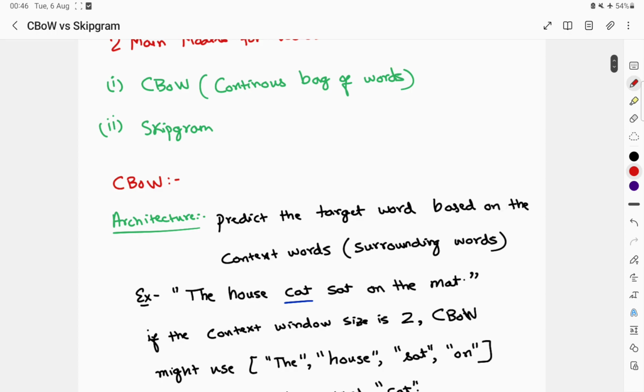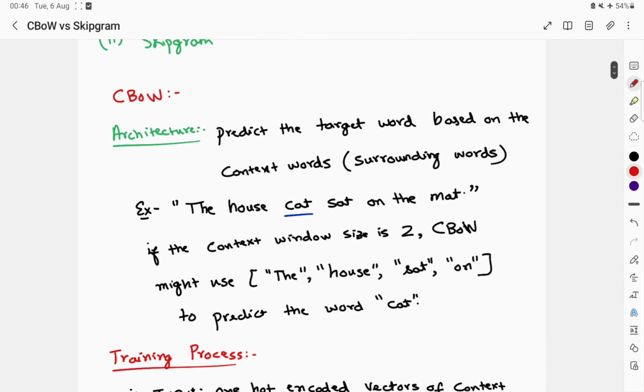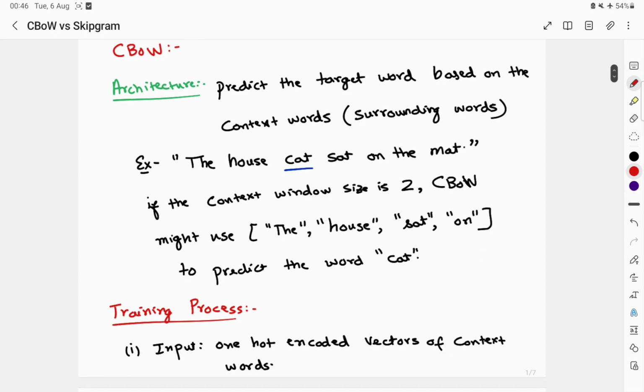So first let's talk about CBOW, or continuous bag of words. Let's talk about the main thing that you are trying to achieve here. You are trying to predict the target word based on the context words, or the surrounding words. So say you have a sentence, for example, the house cat sat on the mat. If you have a context window size of 2, CBOW might use the words the, house, sat and on to predict the word cat, because if you look at two words prior to cat, it's the and house, and two words after the word cat, it's sat and on.